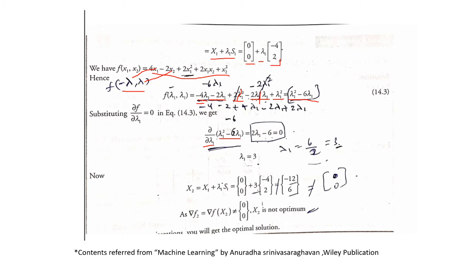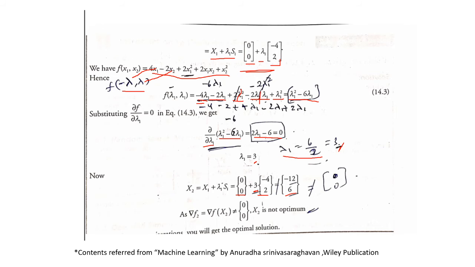Again, if I differentiate it, dou of lambda 1, I will get 2 lambda 1 minus 6, which is equal to 0. If I simplify it, lambda 1 is equal to 6 upon 2, which is 3. What I am going to do is substitute the lambda value into this equation. So the x1 value, 0 0, is the initial point. This is the newly calculated value, 3 for lambda 1, and these are the s1 coordinates which we calculated, minus 4 and 2. If I multiply this, I will get minus 12 and 6.